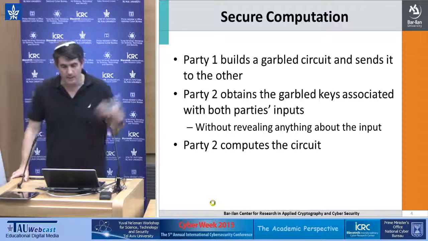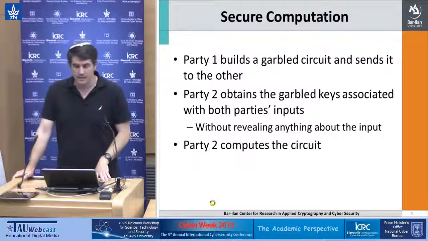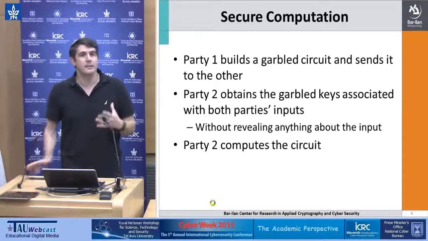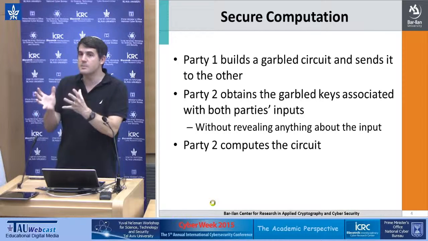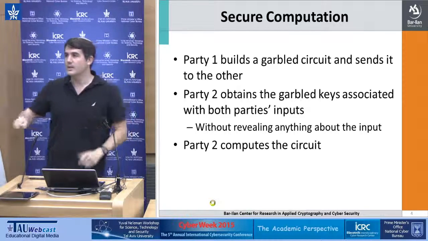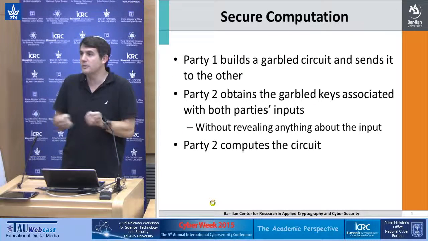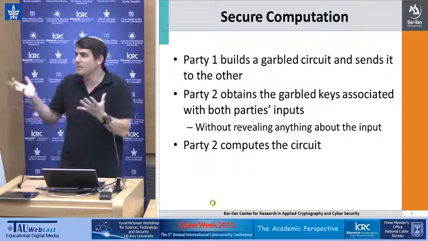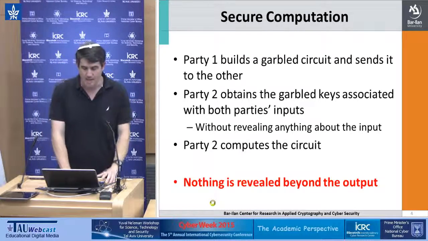So this is how we could use it. One party would build this garbled circuit and send it to the other. The other party will obtain the garbled keys that relate to its input and the first party's input, will then compute this box and get the output. The second party who's computing it doesn't know anything because the box is a black box. And the first party didn't even see anything about the computation, so he also didn't learn anything. So nothing is learned but the output, and everyone's happy.